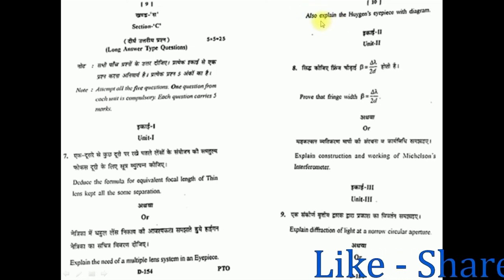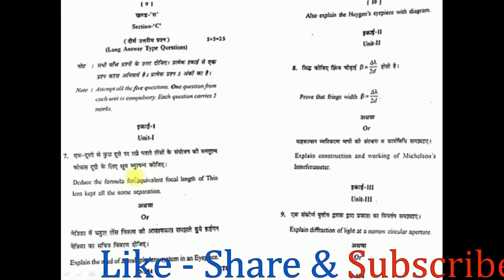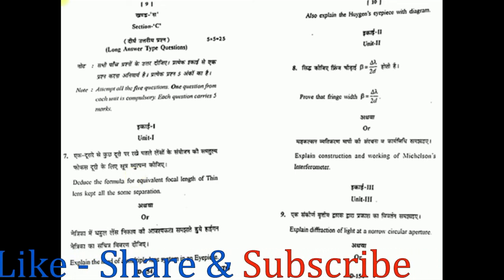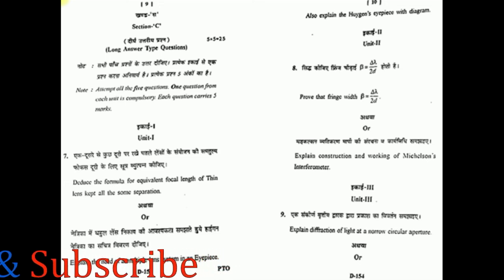From unit 1, the question is, deduce the formula for equivalent focal length of thin lenses kept at some separation. Its OR question is, explain the need of a multiple lens system in an eyepiece, and its another part is also explain the Huygens eyepiece with the diagram. So as you already know that it is of 5 marks, you have to write these answers in detail. You have to draw a diagram also for proper construction and everything.